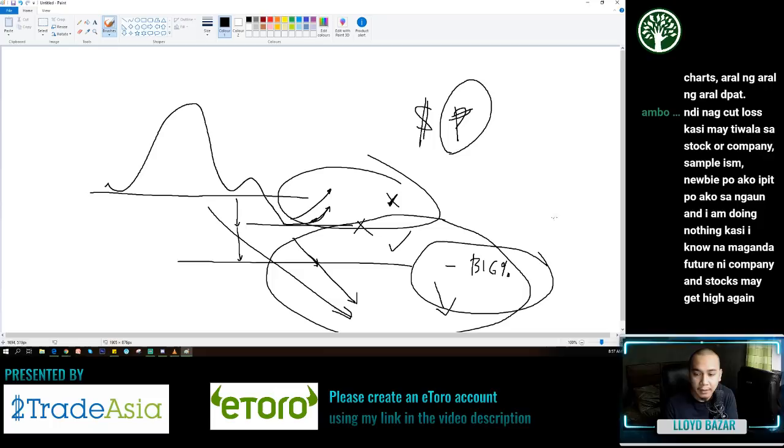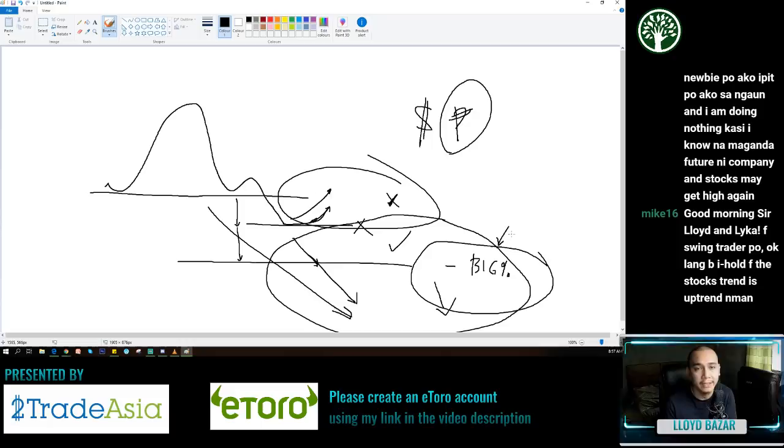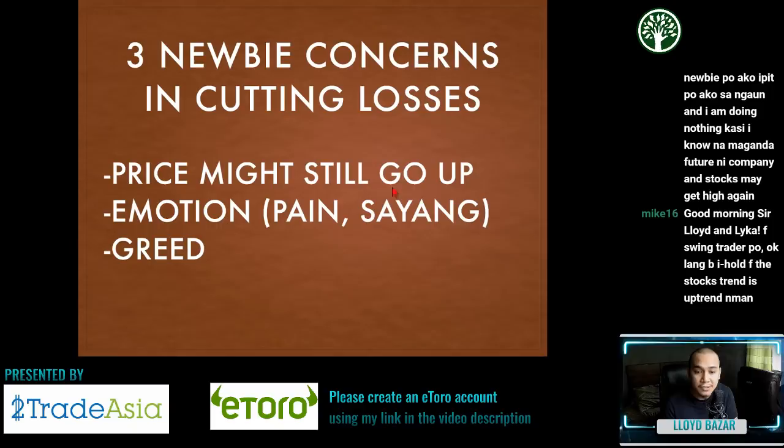Right, especially sa newbie kasi lagi kayong matatalo. Pag lagi kayong natatalo and then natatalo pa kayo ng malaki, nako, naghuhukay kayo para sa pera ninyo. Hinuhukay nyo po para ilibing yung pera ninyo. Don't do that. Right? So, that's one of the concerns of the newbie. Prices might still go up. I hope that's clear. Hindi yan yung concern natin. The concern mo dapat is prices might still go further down. That's the much bigger concern na iniisip ninyo.